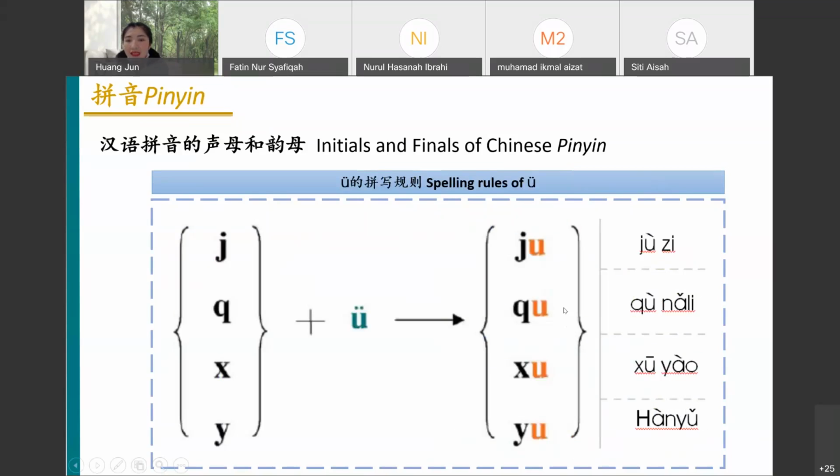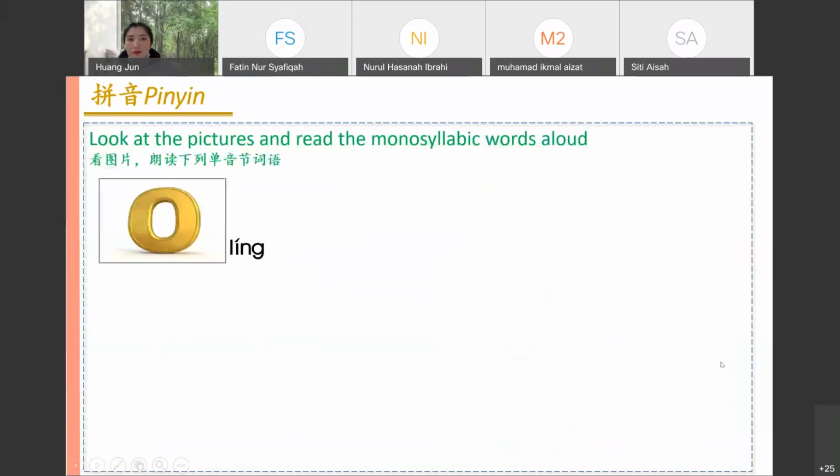For this one, last time we already introduced: for the letter "yu," if it is put after "ji," "qi," "xi," the two dots we don't need to write. Once you see a "yu" here, we read the "yu" pronunciation. Then some examples for today. Practice your pronunciation, and we read again.